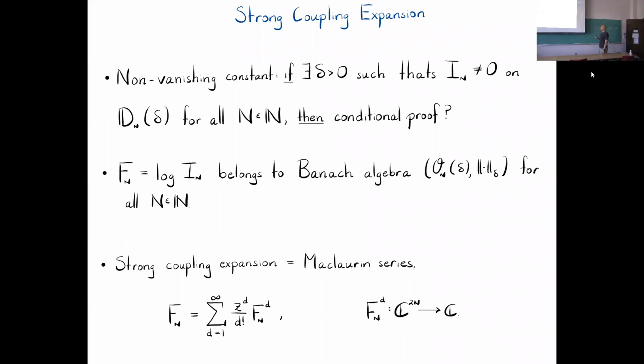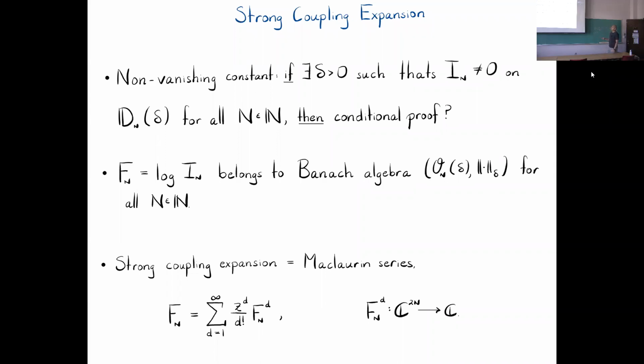So what is the strong coupling expansion of the free energy? Imagine that this was true. Imagine that there was some constant delta bigger than 0, such that I_n is never equal to 0 on this polydisk for all n and N. If we assume that, would we somehow get a conditional proof of this theorem based on this non-vanishing hypothesis? Maybe we could be satisfied with that. There are some famous theorems which are based on assumptions about the zeros of a certain analytic function. People are willing to go forward from there. So maybe that would be good enough, but there's another obstruction, in fact, which I'll show you.